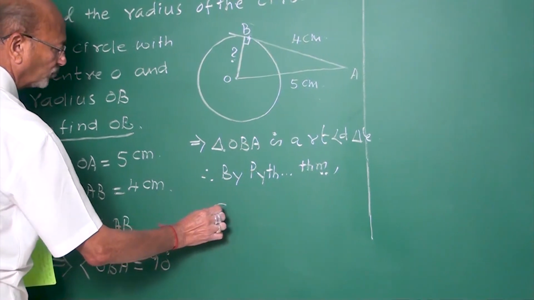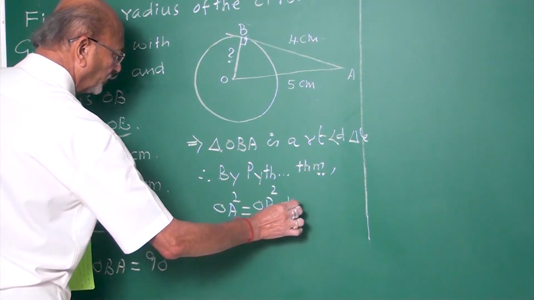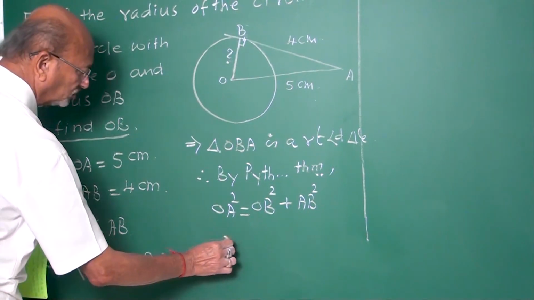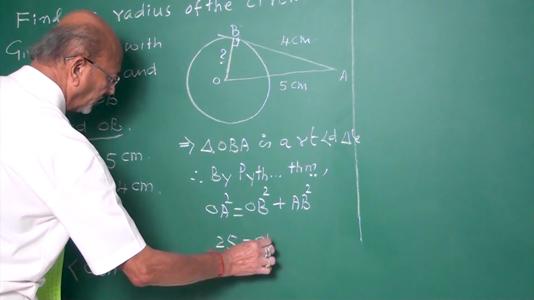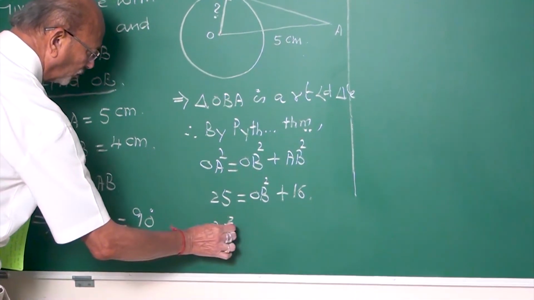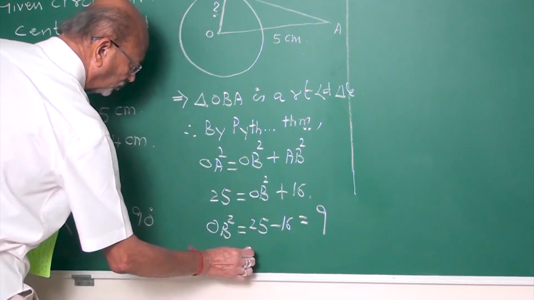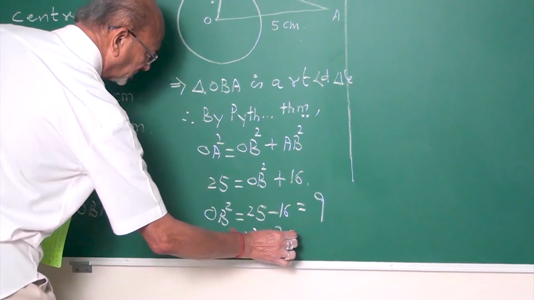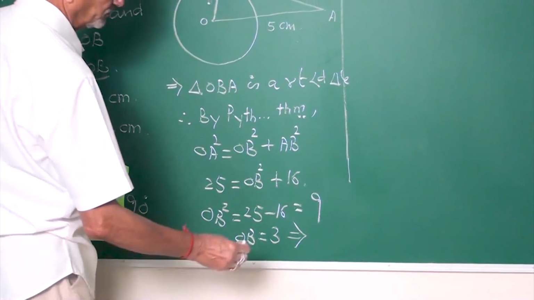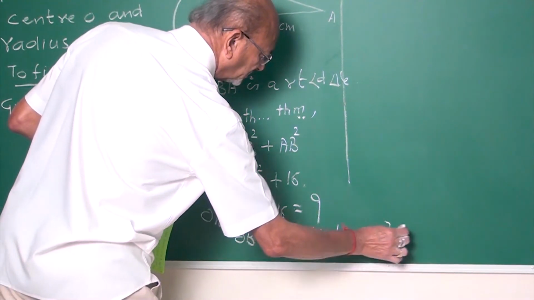we have OA square equals OB square plus AB square. What is OA square? 25. We want to find OB square. What is AB square? 16. Therefore, OB square is 25 minus 16, which is 9. So what is OB, my friends? 3. That gives OB, which is nothing but the radius of the circle. Radius is 3 centimeters.